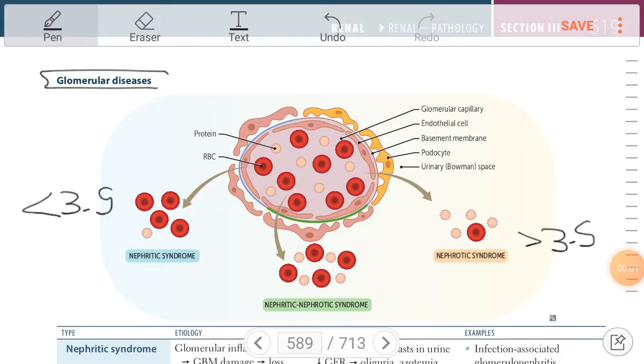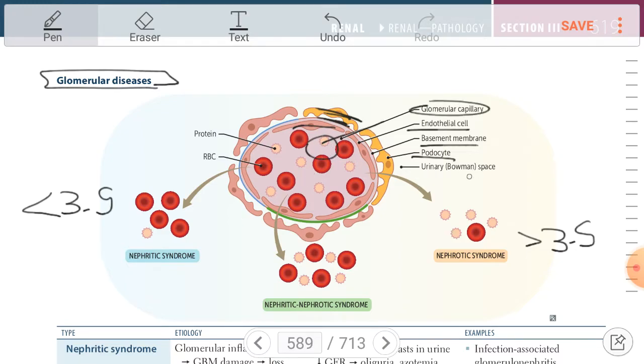About the glomerular diseases. So we have what? We have podocyte, then basement membrane, then the endothelial cells. So we have the podocyte, then basement membrane, then endothelial cells. So this is called what? Glomerular capillary. This is the glomerular capillary.